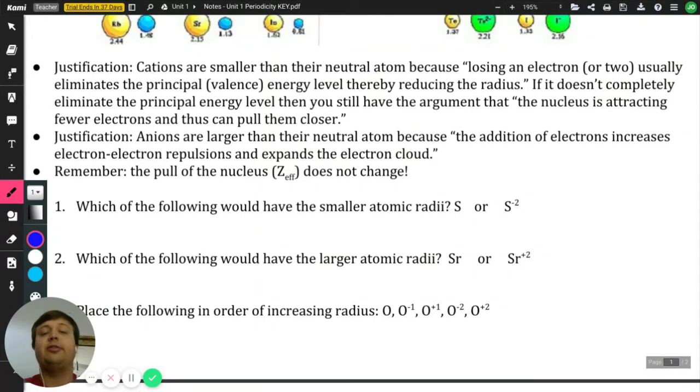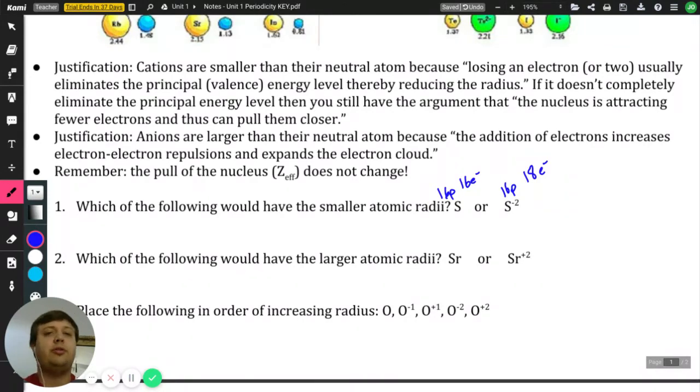Which of the following has the smaller atomic radii? So I've got sulfur or sulfur with a -2 charge. So the sulfur ion. Well, here, sulfur has 16 protons and 16 electrons. Sulfur with a -2 charge has 16 protons and 18 electrons. Okay, so my question is, which is going to have the smaller radii?